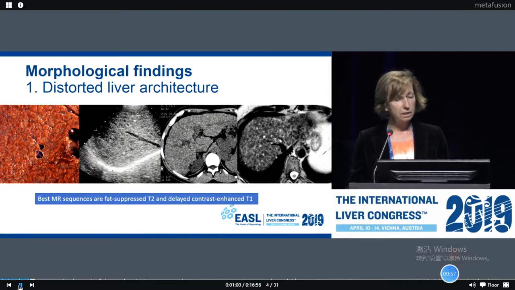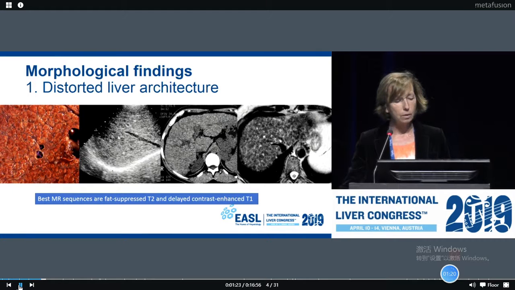The first one is distorted liver architecture. Indeed, this is well known by you hepatologists and pathologists as well. If we look at the microscopic specimen, it shows the small benign regenerative nodules that are surrounded by fibrous bands. This pattern can be seen also on imaging.